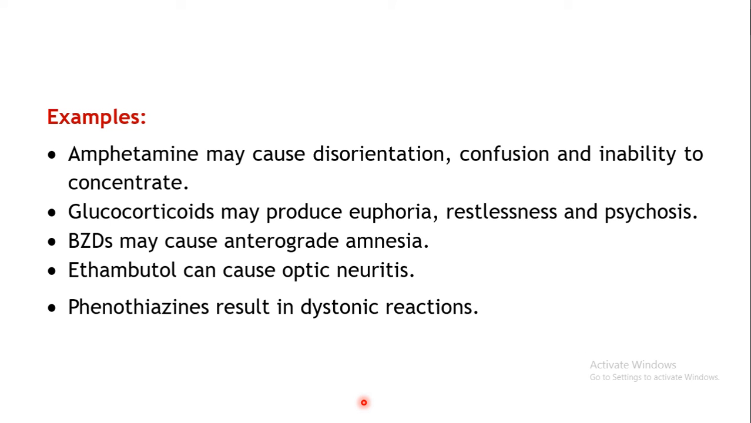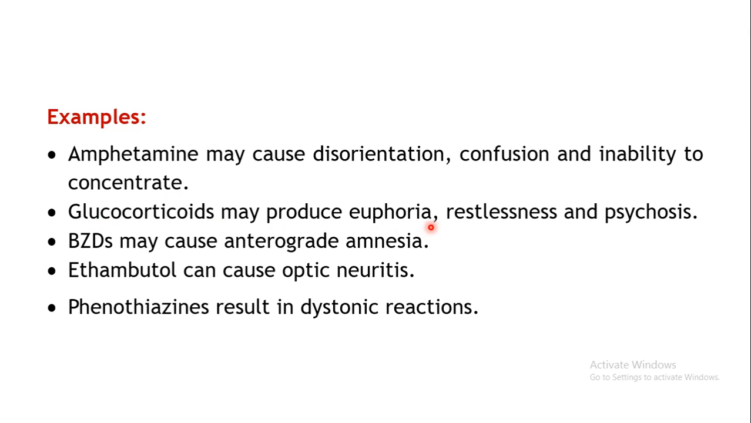So this is to do with the different mechanisms and the types of toxicities. Now some examples of drugs which can induce toxicity to the neurons. These include the amphetamines, which are used as CNS stimulant drugs. These can result in disorientation, confusion, and inability to concentrate.